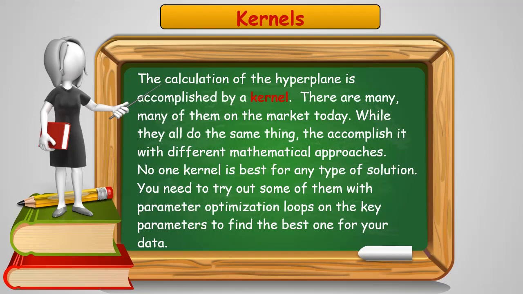Now the calculation of the hyperplane is actually accomplished by what is called the kernel. There are many of them on the market today. And while they all do the same thing, they accomplish it with completely different mathematical approaches. They're all trying to compute a hyperplane, but they have a different mathematical formula. And there is no one kernel that's best for any individual solution. You need to try some of them with parameter optimization loops on the key parameters in order to find the best one for your data.